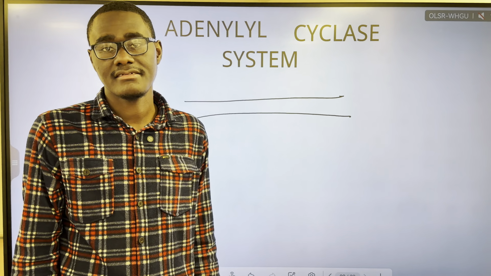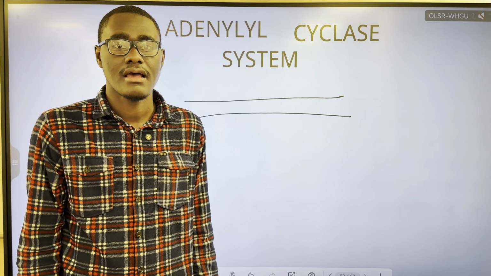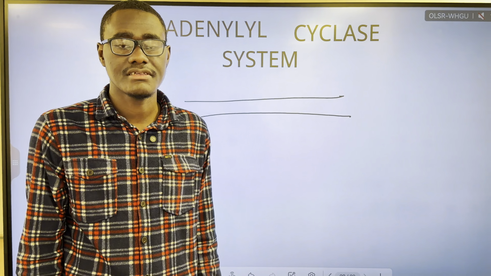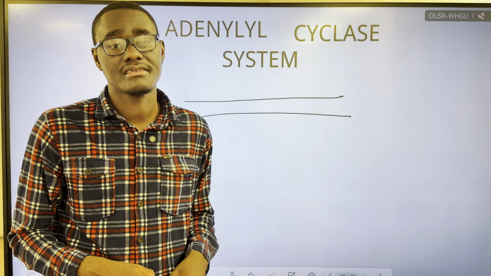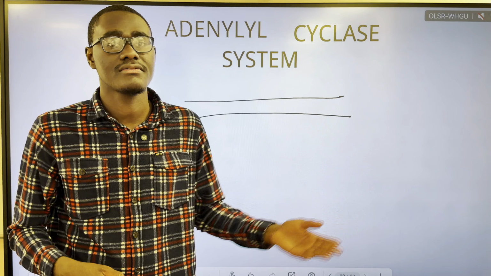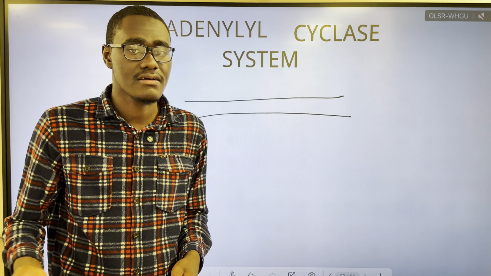So let's talk about the adenylyl cyclase system. As you already know, there are systems that are responsible for the transmission of hormonal signals from the outside to the inside of the cell. So those signals which come from hydrophilic substances or neurotransmitters or hormones require receptors to effect cellular response because they cannot easily pass through the lipid bilayer.